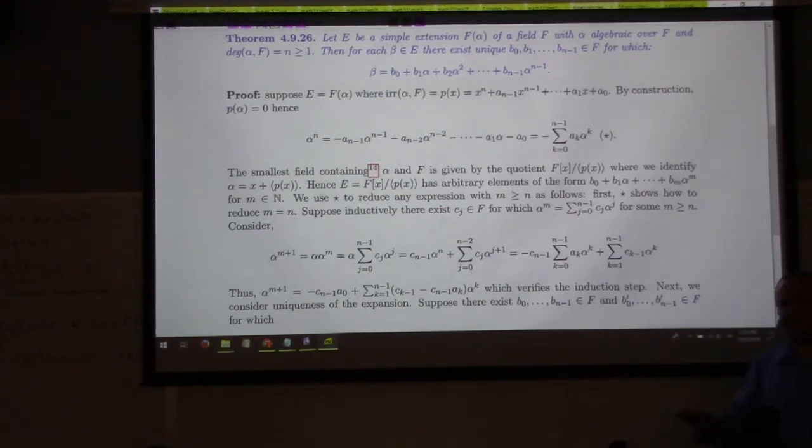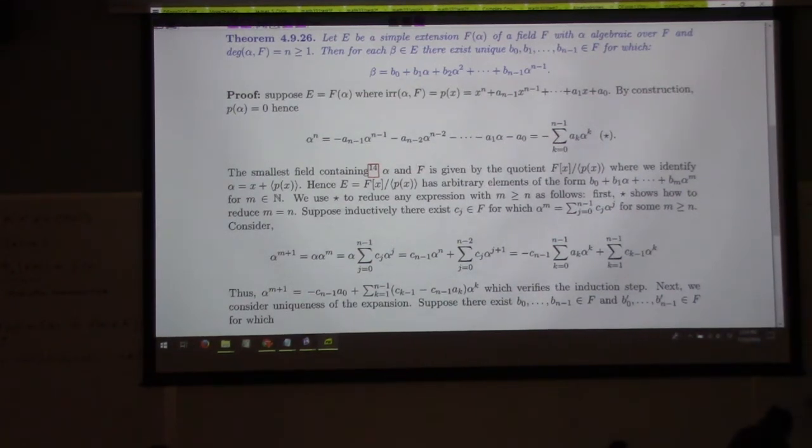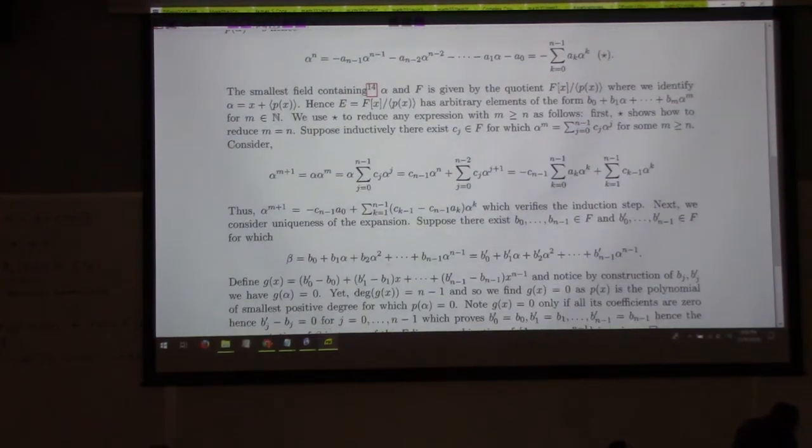This is intuitively obvious. If you have alpha to the n reduced to things less than n, then of course anything of higher power than n you can reduce down using that star equation. This induction is not surprising. And then I prove uniqueness.